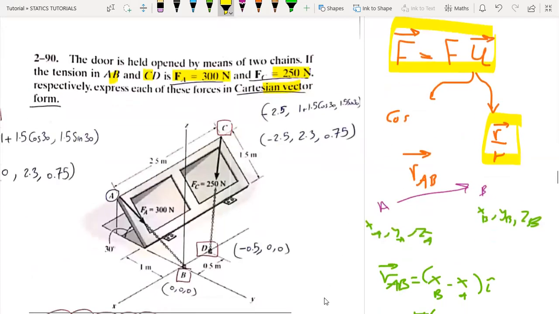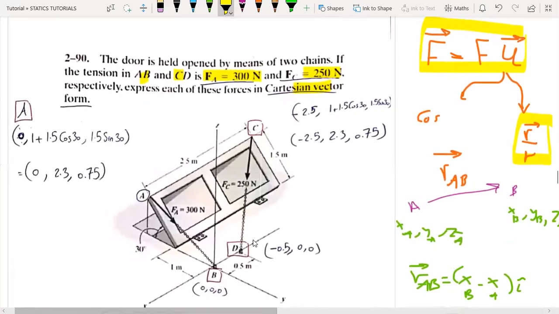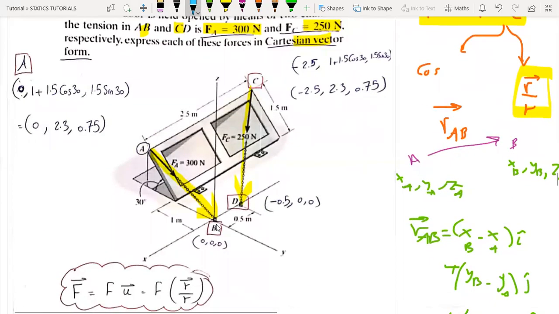Okay. So first of all, as we have just mentioned, is to find out the coordinates of the points. So here is our vector AB, and here is our vector CD. The coordinates of B here is at the origin, so 0, 0, 0. What about D? It is minus 0.5, because here it's the negative x-axis, and 0 and 0, because it didn't move in either the y direction or the z direction.